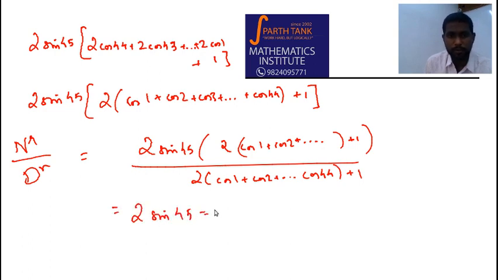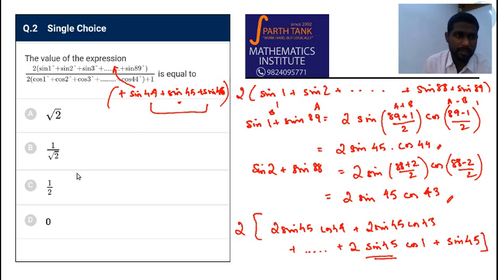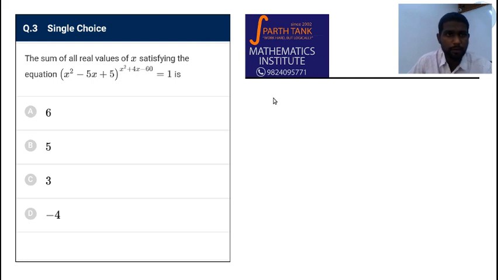And what is 2 sine 45? 2 times 1 by root 2, root 2. So the answer is option A, root 2. Very simple. Just based on sine A plus sine B form. Let us go to question number 3.